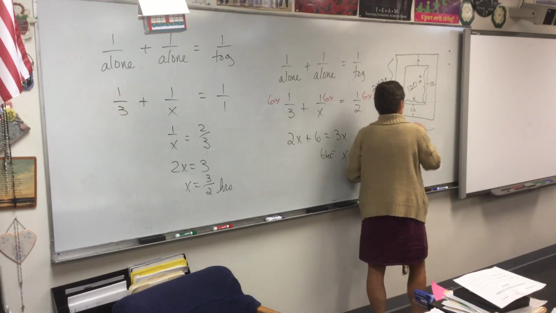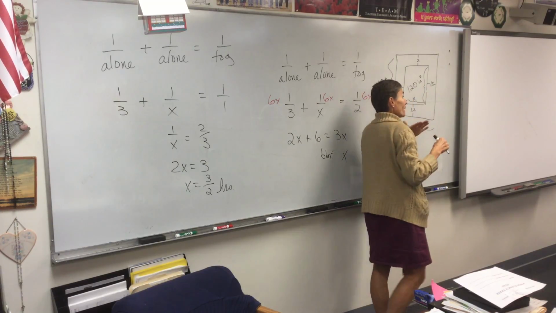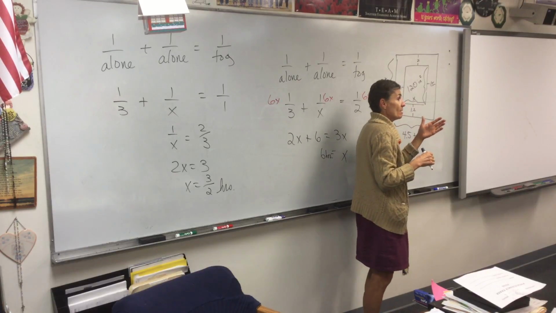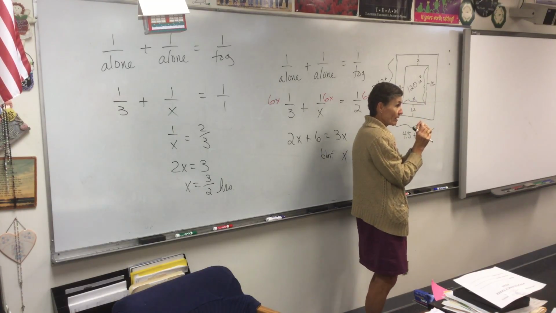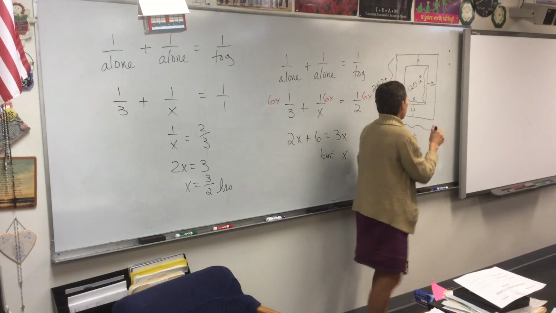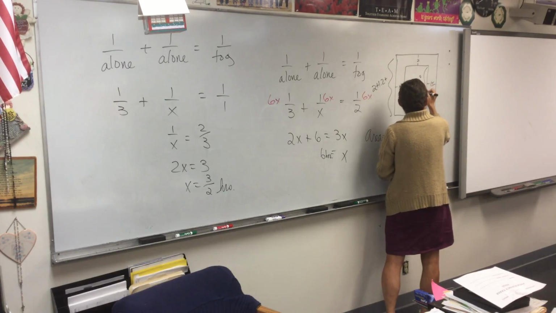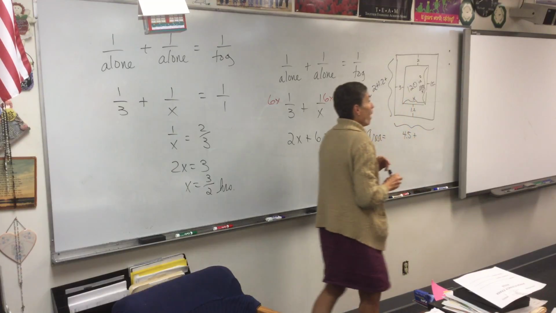I can't call it X. I mean, it might work out to be X, but do I know that's a square in there? Did they tell me it's a square? So I can't call it X. I'm going to call it 120 over X. Why?